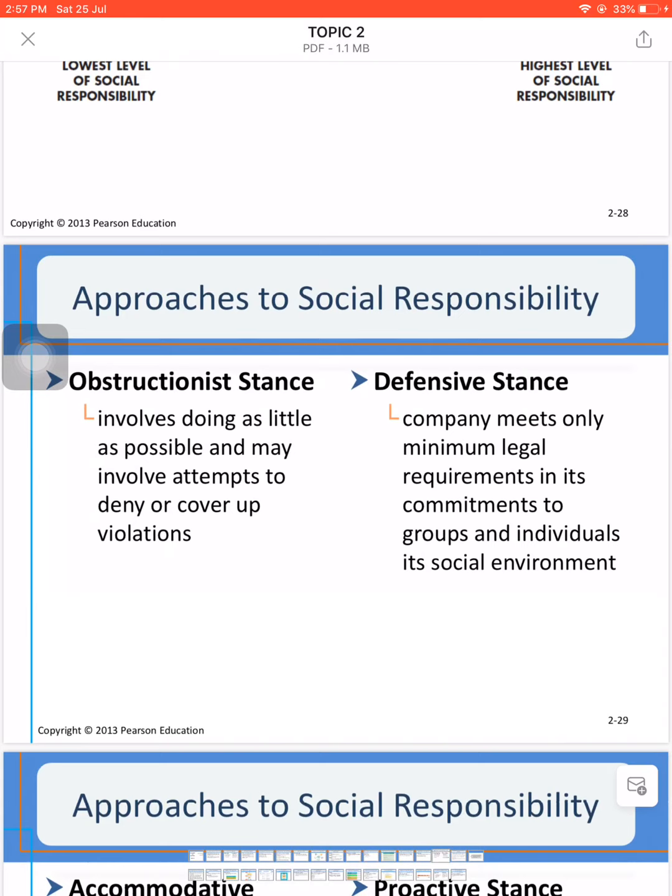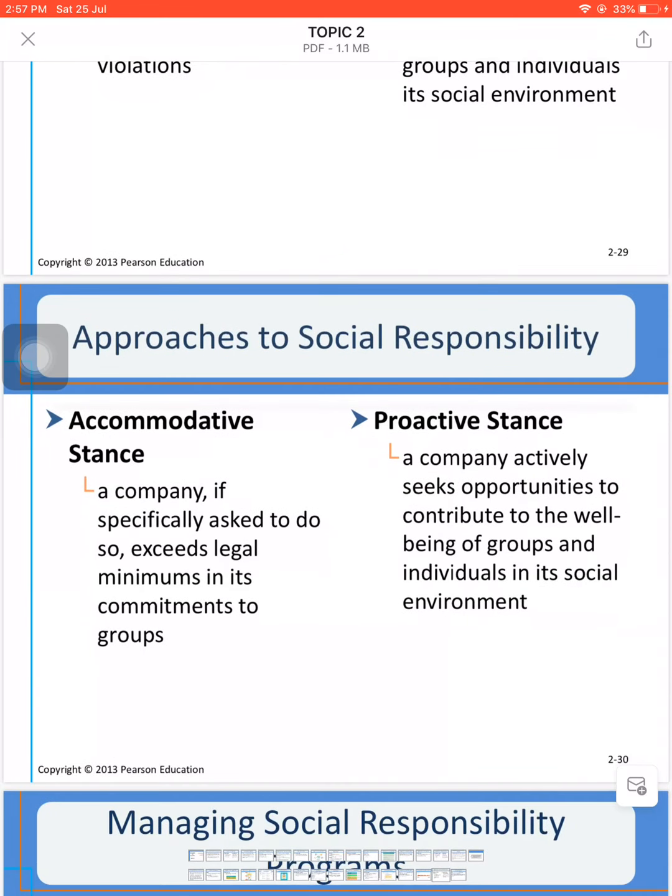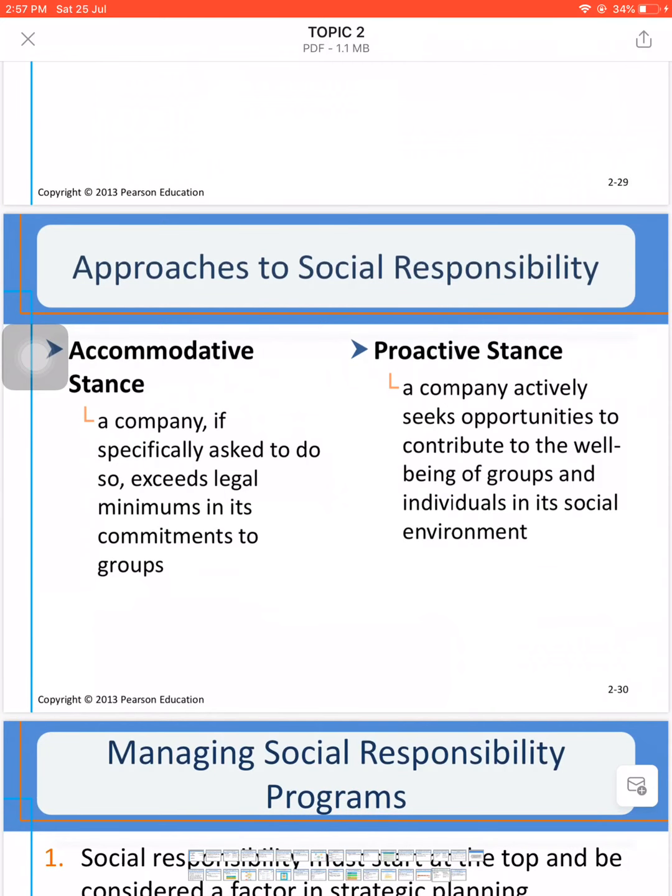Defensive stance, the organization will do everything that is required of them legally, but nothing more. However, accommodative stance is where the organization meets its legal and ethical requirements, but will also go further in certain cases only. That's called accommodative stance. However, proactive firms that adopt this approach take to heart the arguments in favor of social responsibility, and the company actively seeks opportunities to contribute to the well-being of groups and individuals in a social environment. So these are 4 different types of approaches that are usually used to implement the social responsibility program.